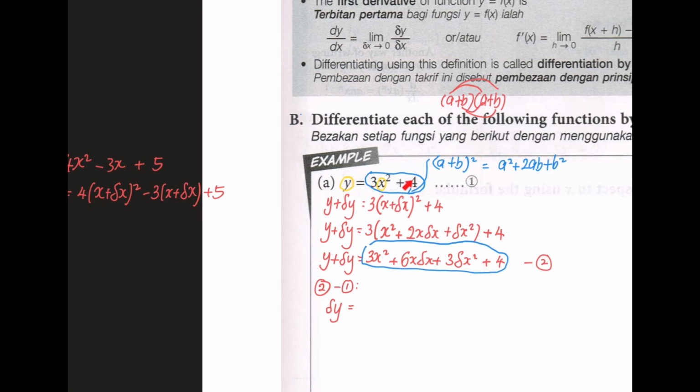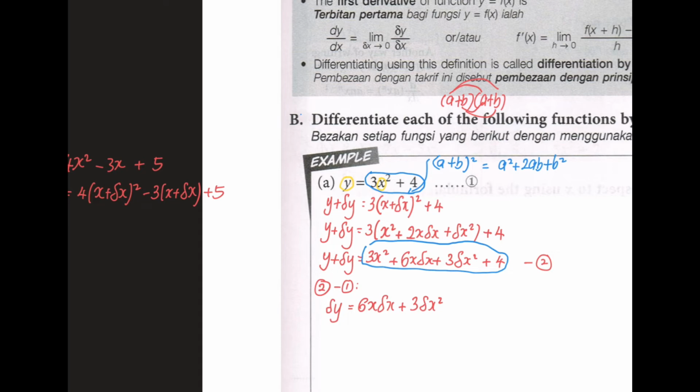4 minus 4, no more. Okay, so what remains is this and this. So I still have 6x delta x plus 3 delta x squared. So after I minus, this is what remained.